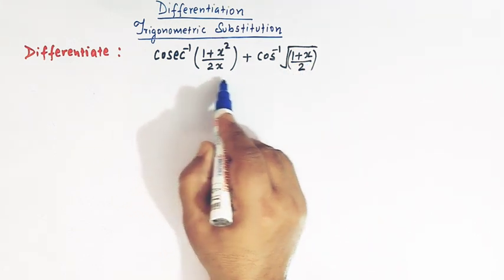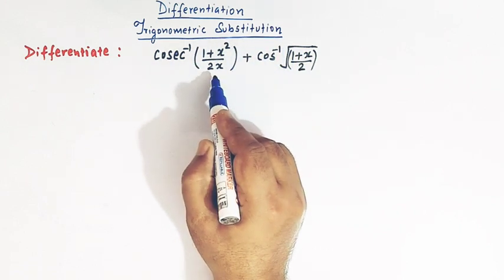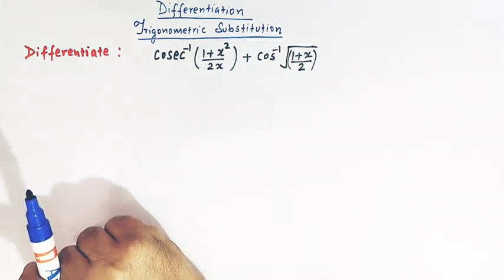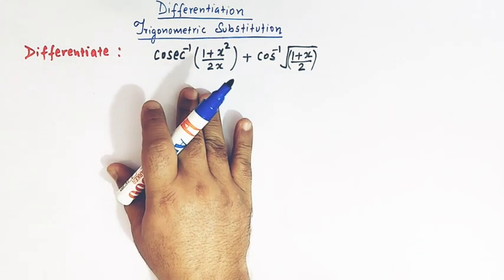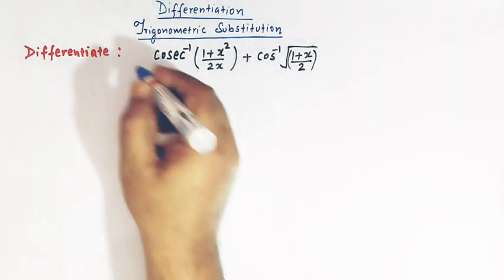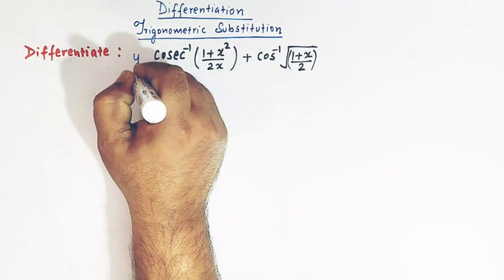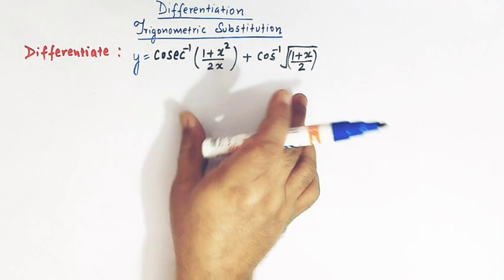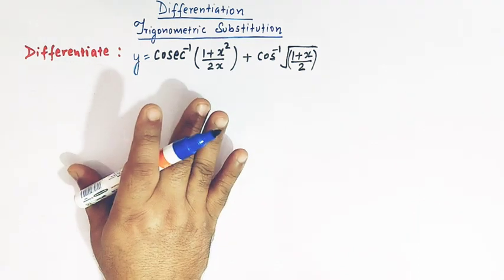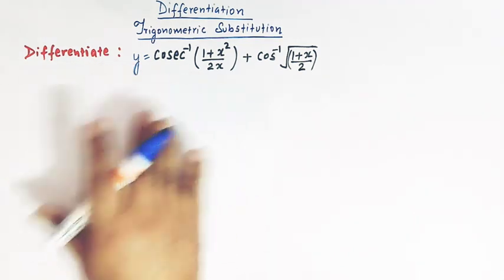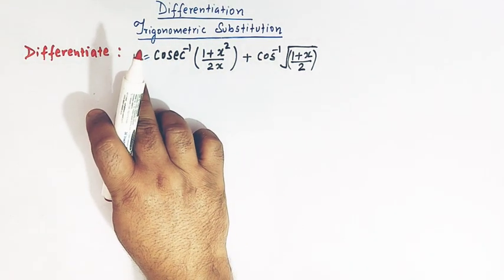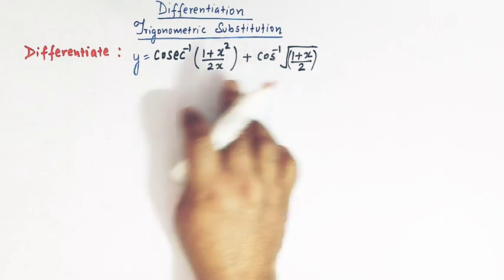So we have to find the derivative of this function with respect to x, and here we'll make use of some trigonometric substitution to simplify this expression, and then we'll find out the derivative, right? So let us call this function y. Let us first simplify this function before differentiating it with respect to x. Now here this function y comprises two functions, right?